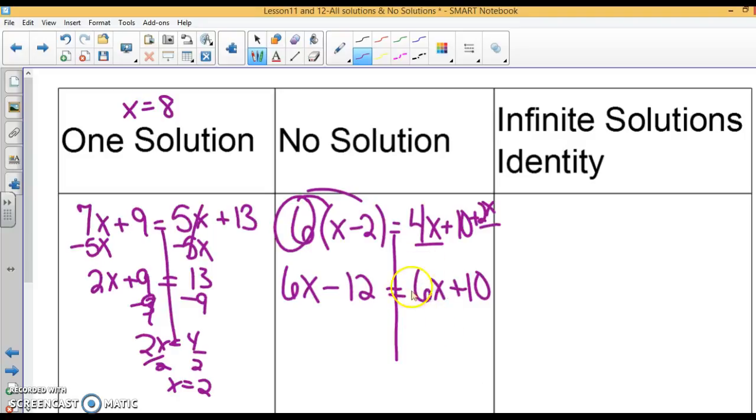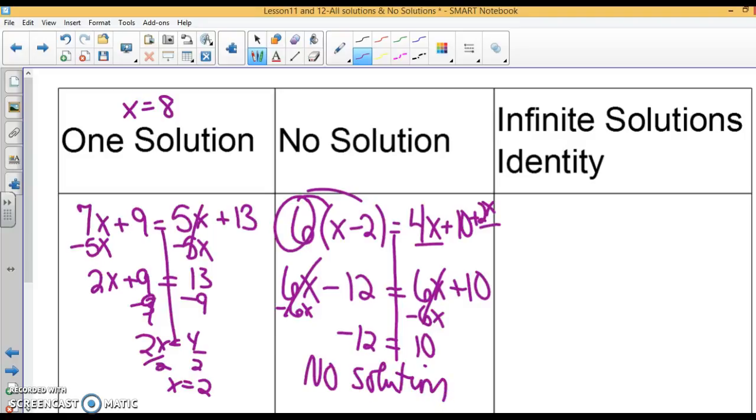If I move all my variables over to the same side by subtracting 6x, 6x minus 6x is 0. On this side, I'm left with just negative 12. And 6x minus 6x is 0. On this side, I'm left with 10. There are no variables left, and it is false. This is never going to be true. You are going to say that there is no solution because there is no number in the world.